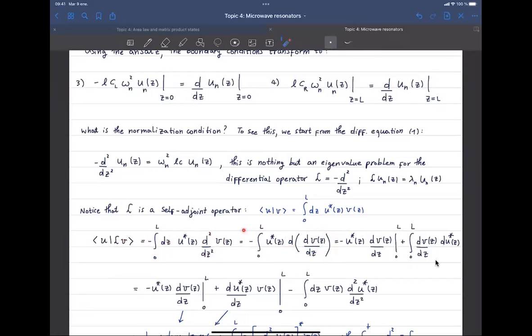So here we integrate by parts. So this part is integration by parts. Then we have minus function u star, the first derivative evaluated between 0 and L. And then we have the integral of the derivative of b and the differential of u star.